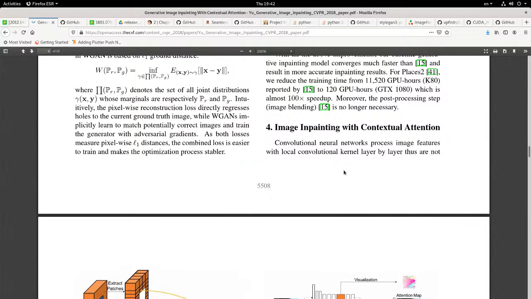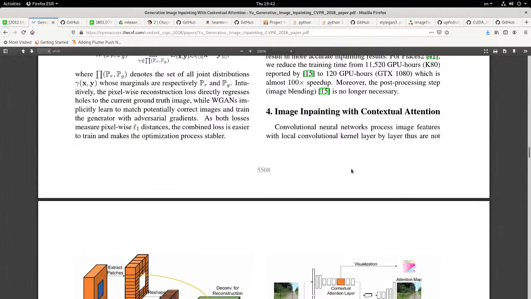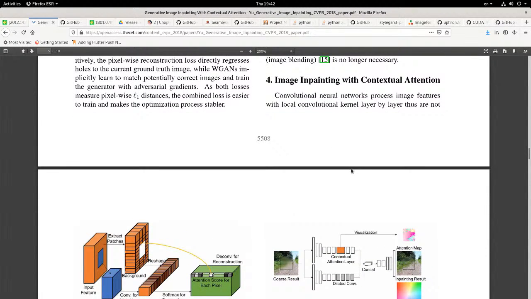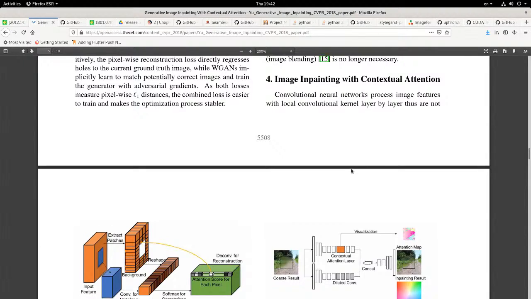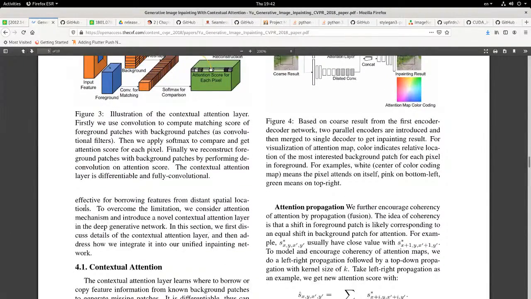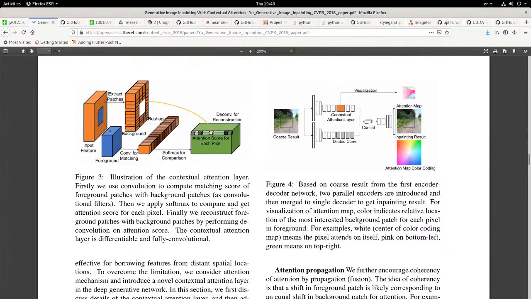Convolutional networks process image features with local convolutional kernel layer by layer, thus are not effective for borrowing features from distant spatial locations. To overcome this limitation, we consider attention mechanisms and introduce a novel contextual attention layer in the deep generative network.